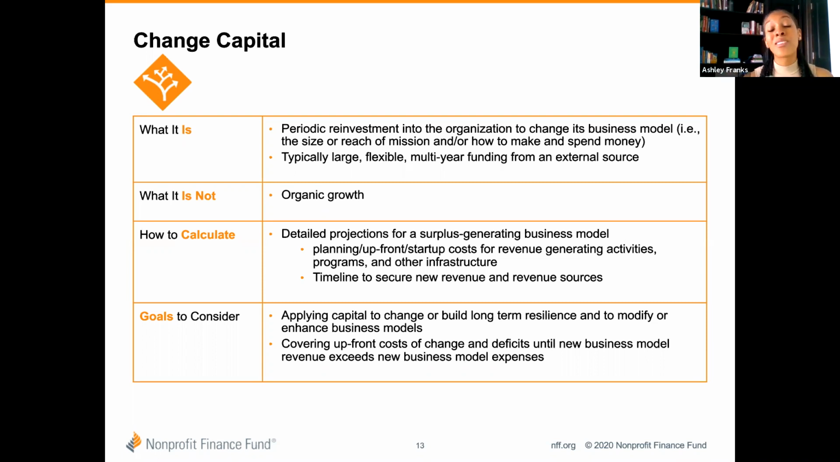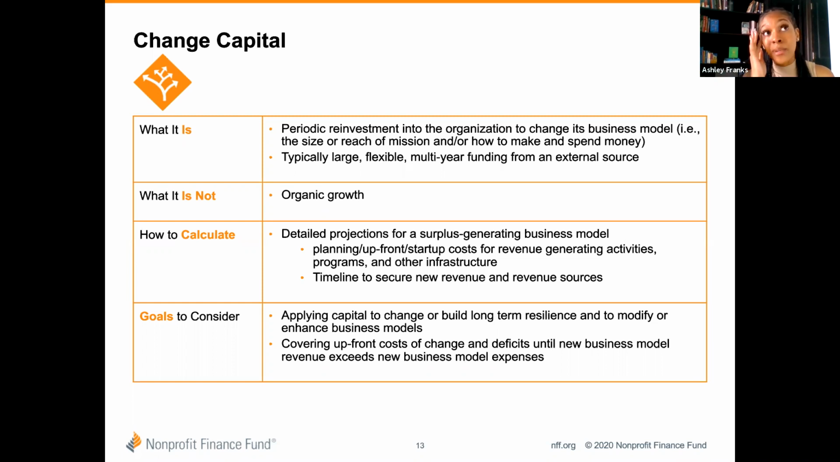The theory of change capital is that such targeted investments will help generate year-over-year surpluses that cover the full cost of doing business. Two important goals to consider when thinking through your proposed change are, first, how to create a more resilient business model in the face of sector-wide changes, right? Amid COVID and a host of other changes that we're constantly dealing with in our sector. And then second, how to cover upfront costs of change and deficits until your new business model revenue exceeds expenses.